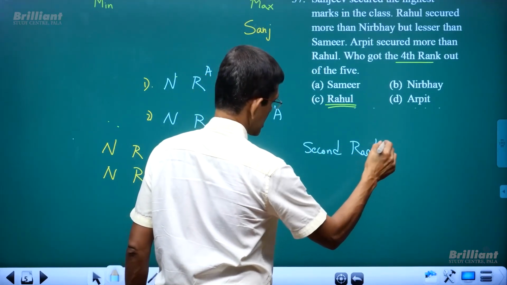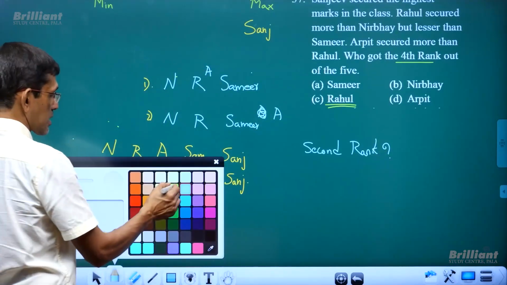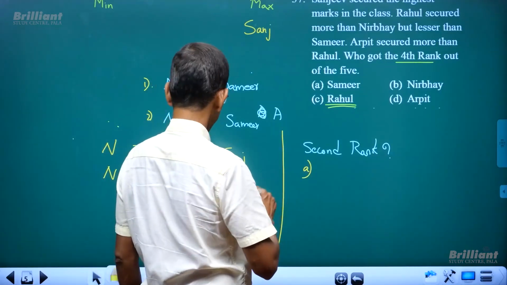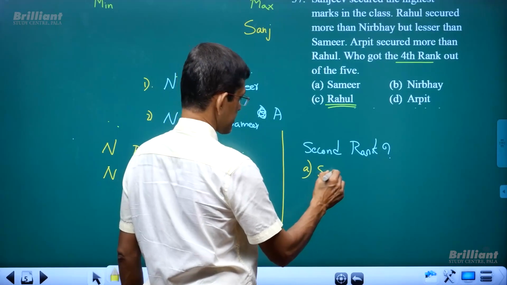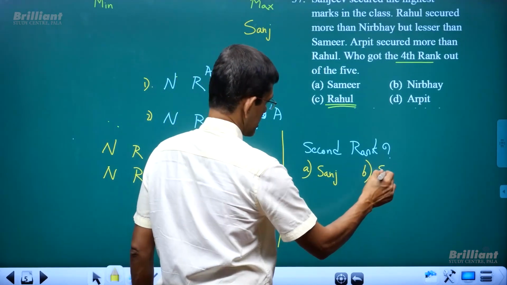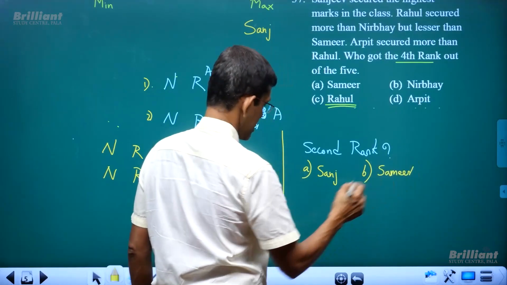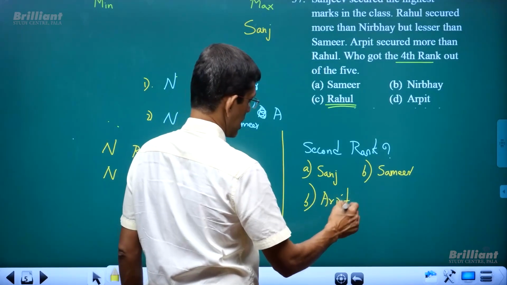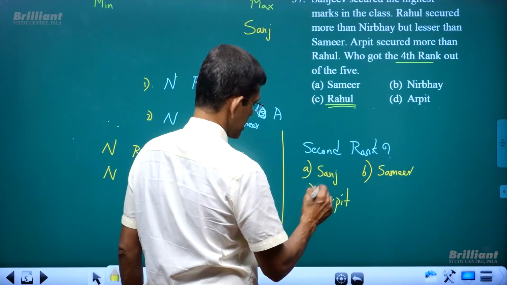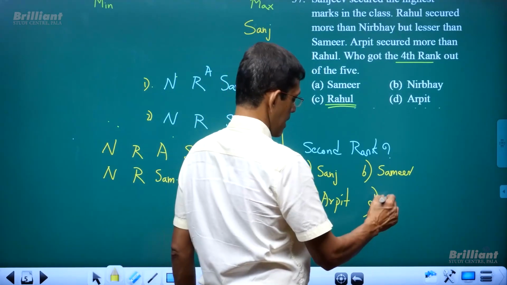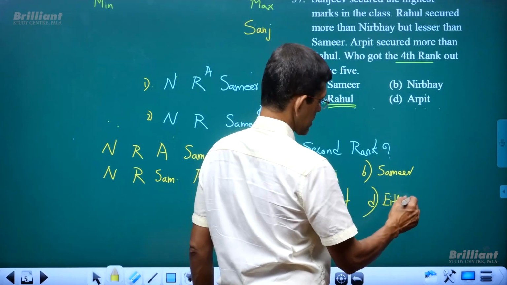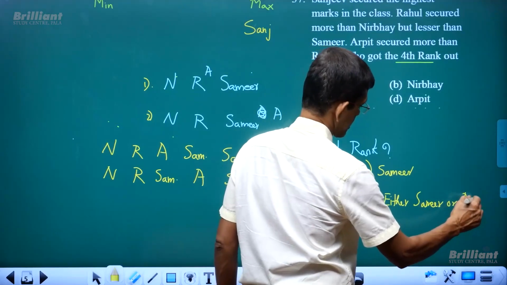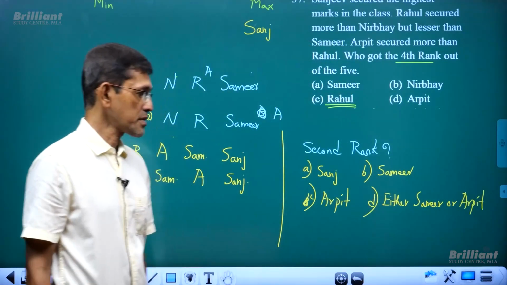For such a question, what are the answer choices possible? In a normal case, they may give you the answer choices something like: first one, A, Sanjeev. Second one, Samir. Third one, Arpit. And this is answer choice C, and this is answer choice D: either Samir or Arpit. So in this case, what is going to be the best answer?